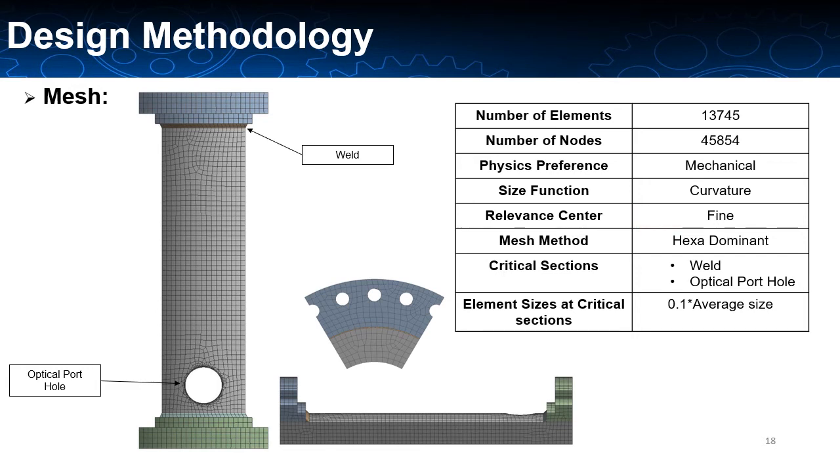And as I mentioned before, the critical sections for this simulation were the hole and the weld. So I had to use a finer mesh in these sections than in the other body parts. I used 10 times the number of elements than in the other body parts on these critical sections.